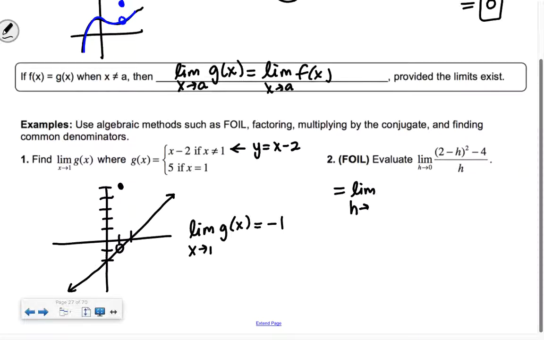So I think most of you guys just kind of have it ingrained in your head like, hey, when I see 2 minus h squared, I'm going to FOIL that out, right? That's what we're going to do. We're going to FOIL it out. So do 2 minus h times 2 minus h. So we get 4 minus 4h plus h squared minus 4 all over h. And part of it goes away. See how the 4 minus 4 goes away?